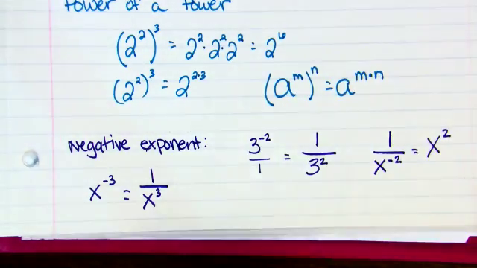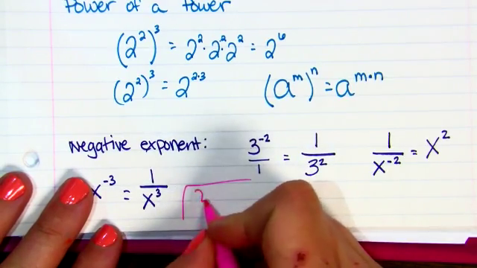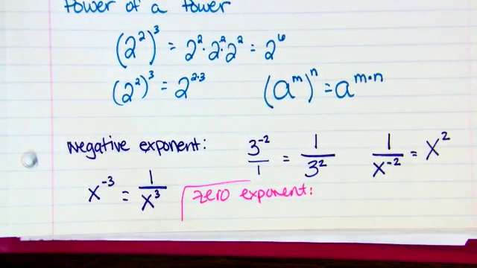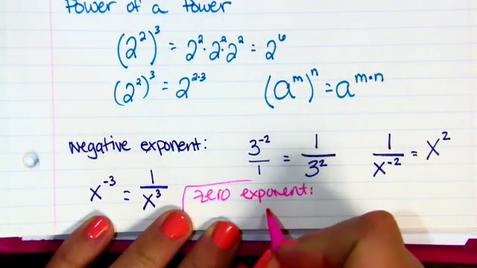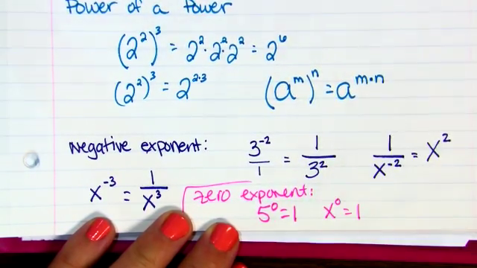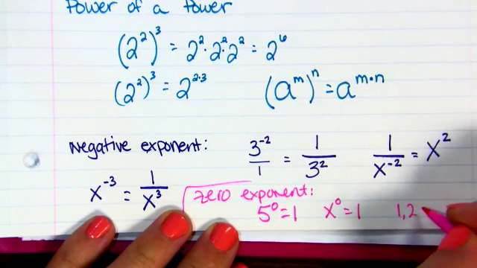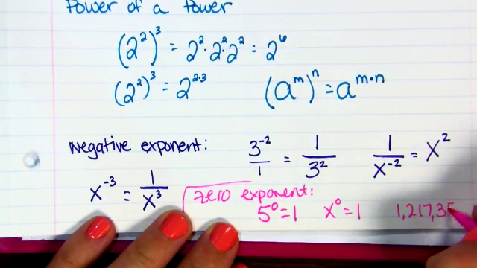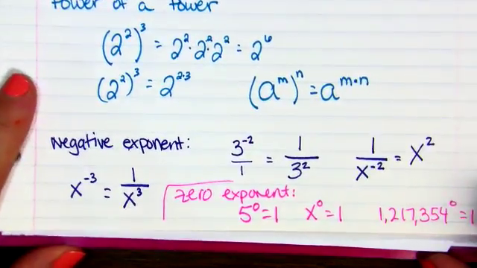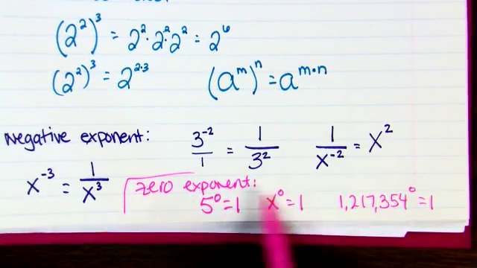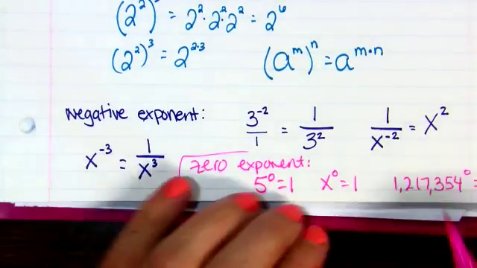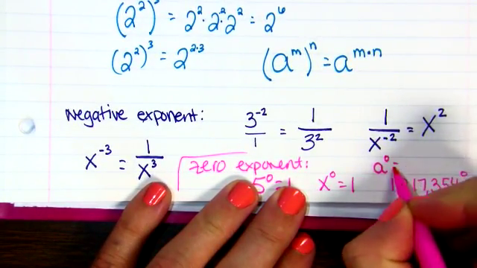Finally, one more rule. The 0 exponent. Anything to the 0 power is 1. So 5 to the 0 power is 1. X to the 0 power is 1. 1,217,354 to the 0 power is 1. Oops, I ran out of room there. But no matter what it is, if it's raised to the 0 power, it's 1. So a way to write that using algebra, a to the 0 equals 1.